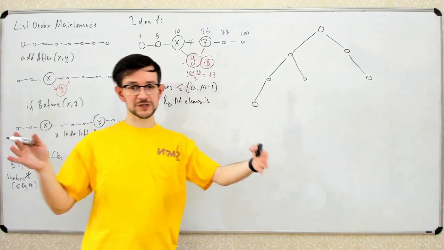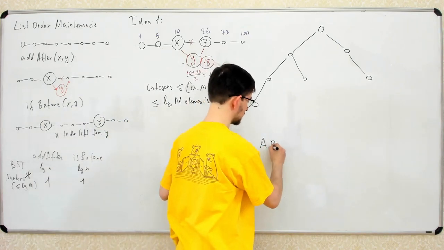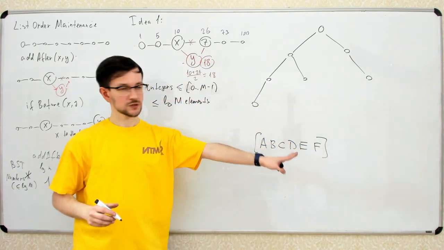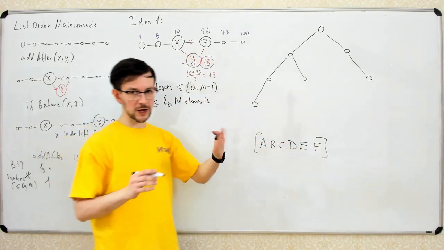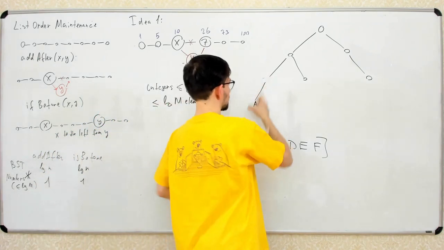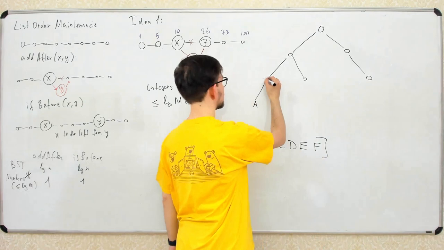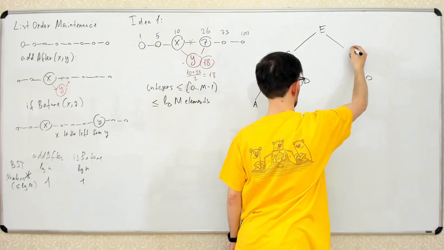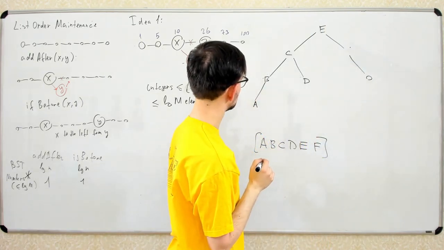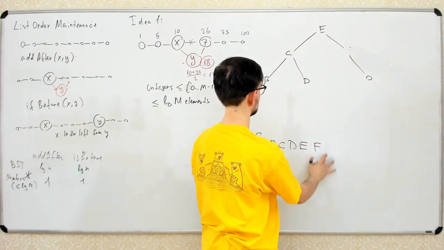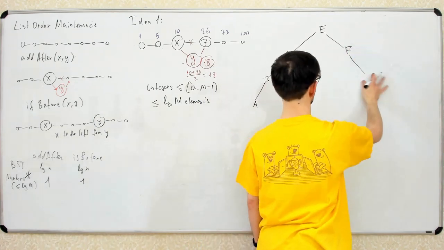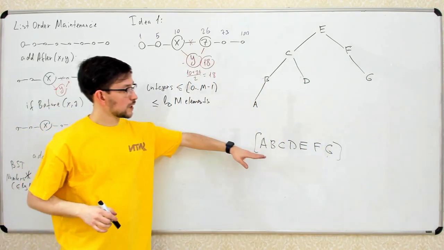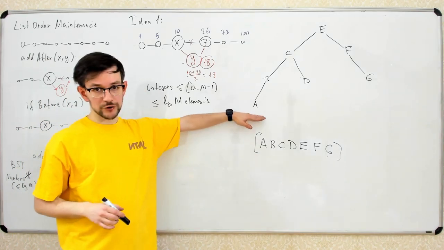You have some elements: A, B, C, D, E, and F. So you have some list of elements. Each node of your scapegoat tree represents one element of your list. So this may be A, B, C, D, E. We will represent this list as a scapegoat tree.